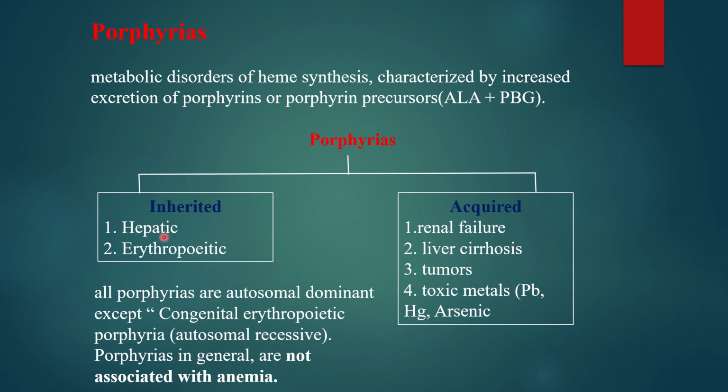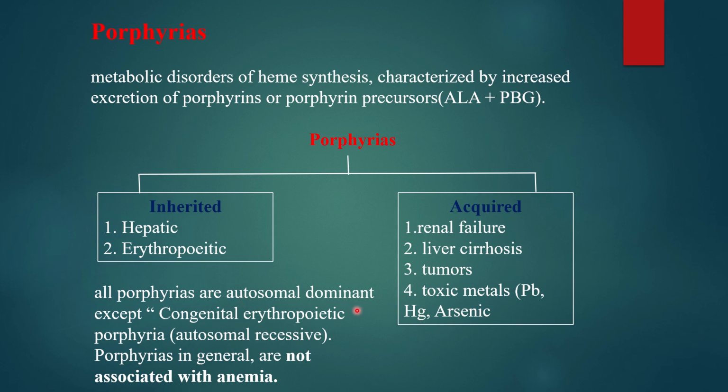Inherited can be of hepatic and erythropoietic type. Then the acquired category may be due to renal failure, liver cirrhosis, tumors, and toxicity by toxic metals like lead, mercury, and arsenic.